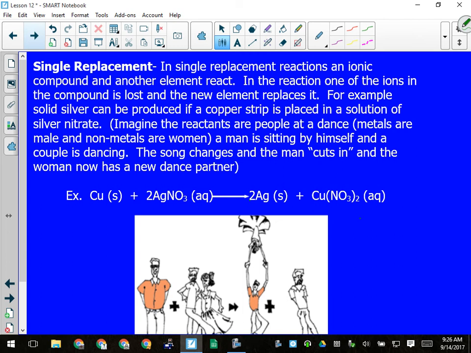So that copper ends up in solution with the nitrate, and the silver ends up coming out of the solution and plating out as a solid. You're not going to get rich doing this. Okay, I know what you're thinking. Silver nitrate is really expensive stuff. We don't have very much of it because it contains silver, and you could do this.